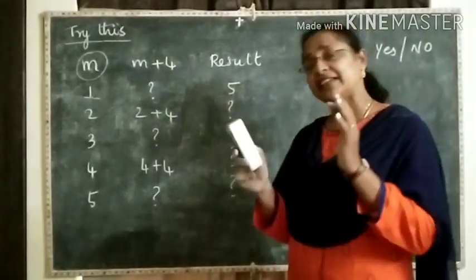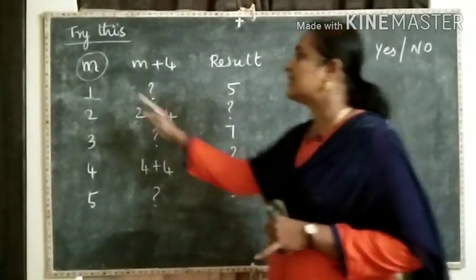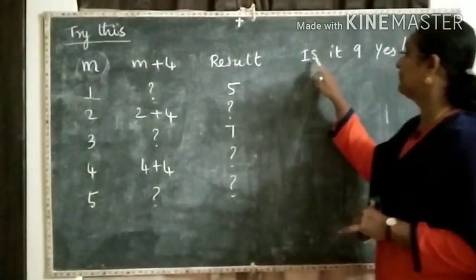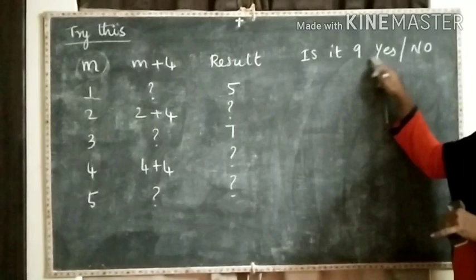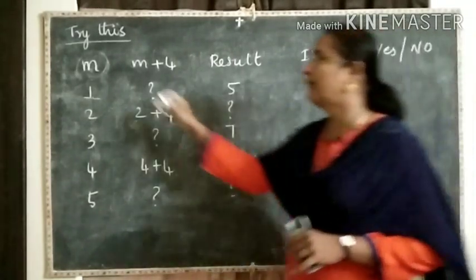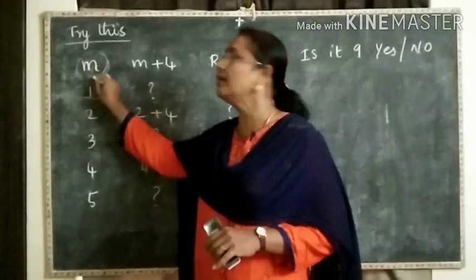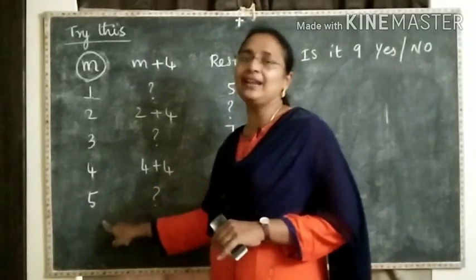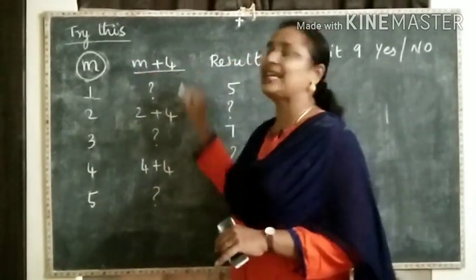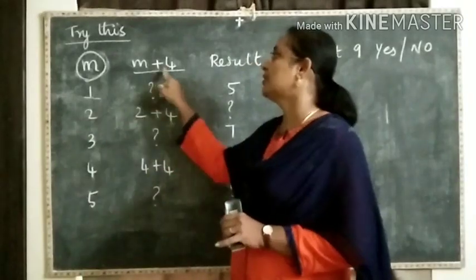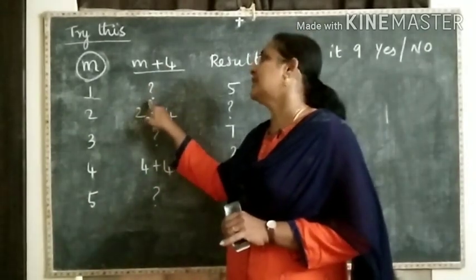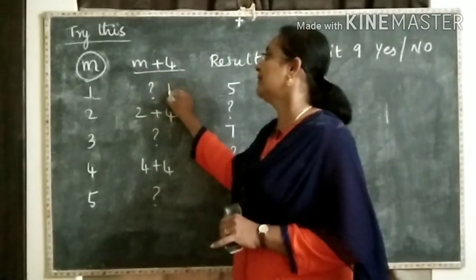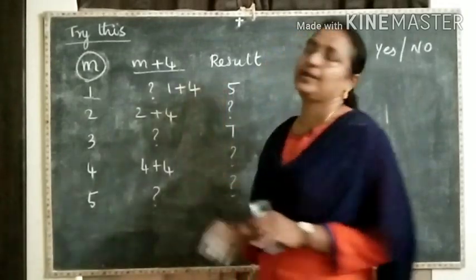Now this is the sum which is given, try this sum. Okay. Now first look into this m. They have given m plus 4 as the result, and we have to check whether the answer is 9. Yes or no? Okay. So in the first column, they have given the values of m. If m takes the values 1, 2, 3, 4 and 5. The next column is given to be m plus 4. So what will be the result here? What do I have to answer for this question mark? m plus 4. Here the m value is 1. So what will be the answer? 1 plus 4, isn't it?